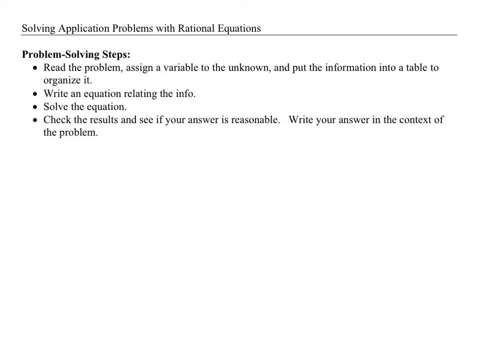Okay, this is fun: applications with rational equations. So here are your problem solving steps. You read the problem, assign a variable to the unknown, put the information into the table, write an equation, solve it, see if it's reasonable, and then write your answer in the context of the problem. So here we go.